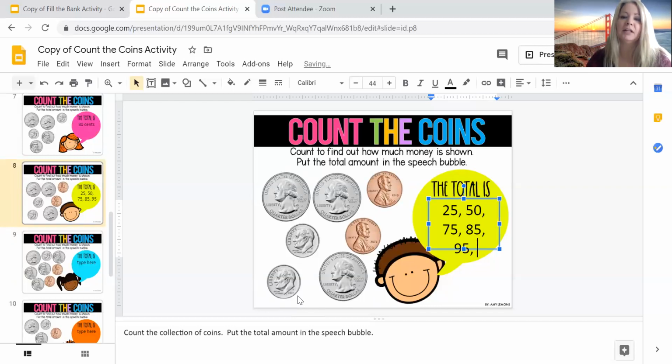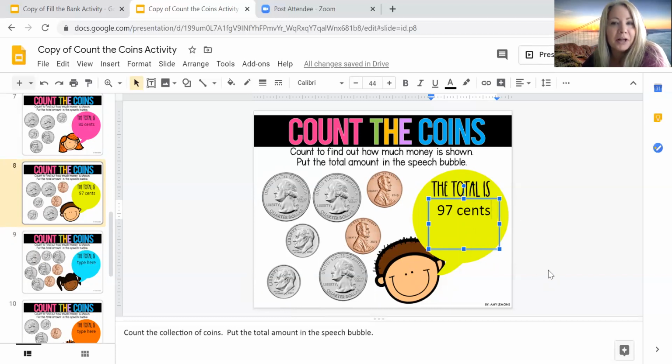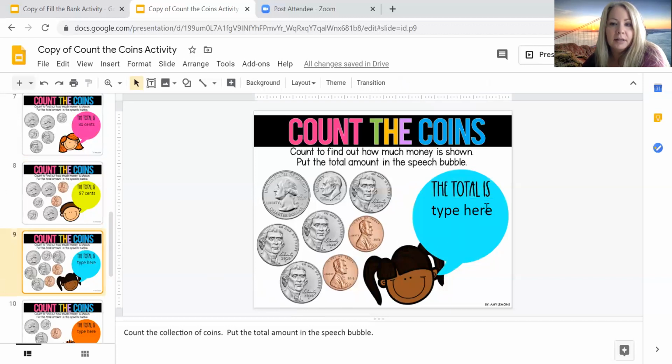Great job, everybody. And then we've got those 2 pennies. So we would count 96 for the first penny and 97 for the second penny. So our total is 97 cents. If you came up with 97 cents before I went over it, good job. Give yourself a pat on the back. Let's try another one. Here we go. How about you try this one without me too?